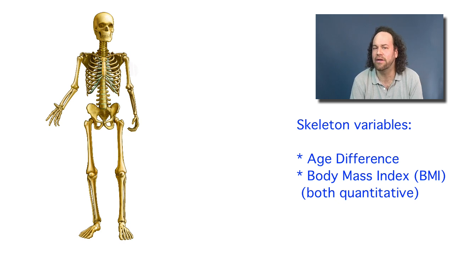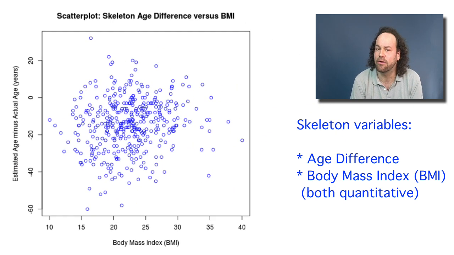Well, now we know how to test it. We can once again draw a scatter plot. And here's a scatter plot where the horizontal axis is the BMI, the body mass index, and the vertical axis is the difference between the estimated age minus the actual age at death of the skeleton. Looking at this scatter plot seems maybe the most confusing of all, because there's dots all over the place.